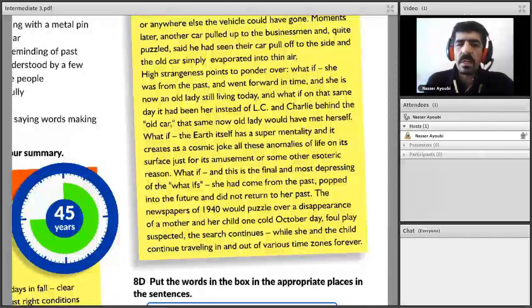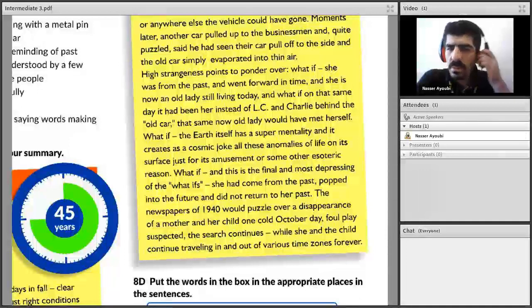What if the Earth itself has this superintelligence and it creates all of these unusual things of life as a cosmic joke, as a metaphysical joke, something above the physical world? A cosmic joke, all these anomalies of life on its surface, just for its amusement, to amuse itself, or some other esoteric reason, some other mysterious, strange reason.